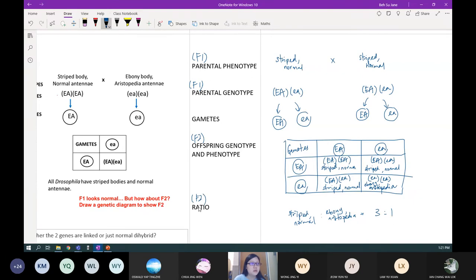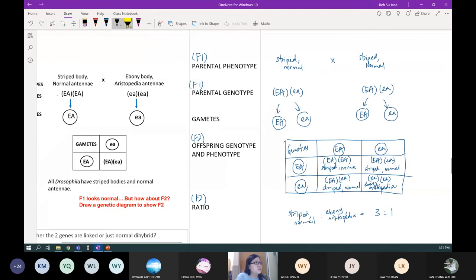Now, I just want to make sure you understand that it really depends. This ratio here is not fixed. It really depends on what is in the bracket together, what alleles are on the same chromosome together. Maybe an illustration here would help. So what's actually going on here?